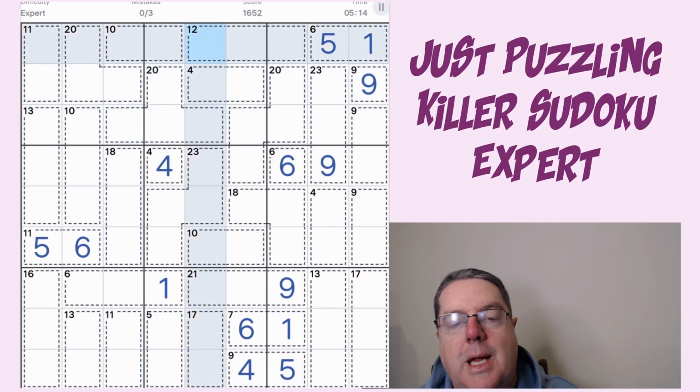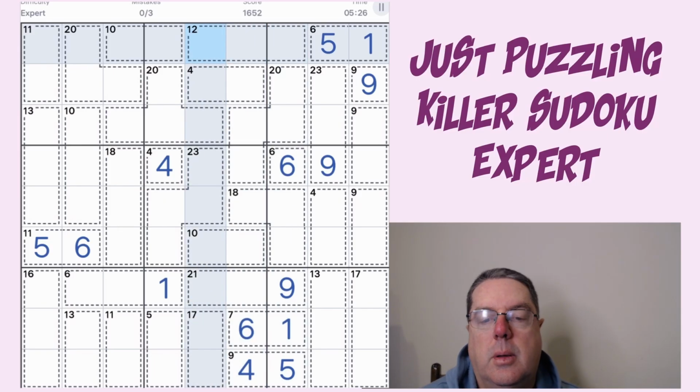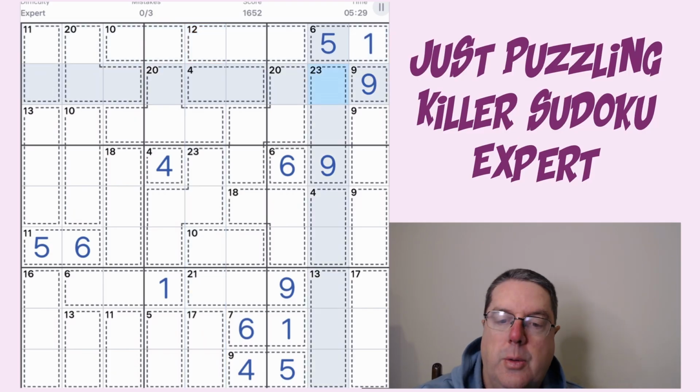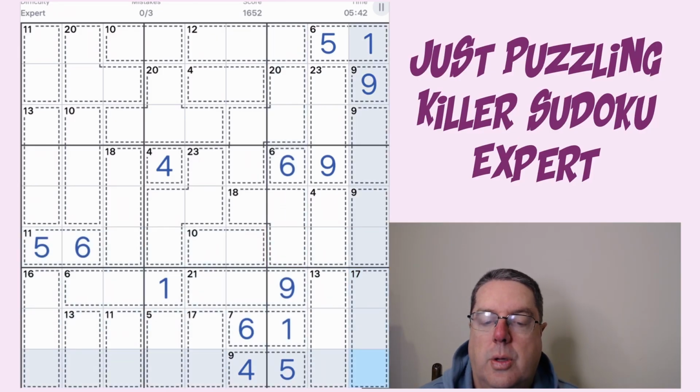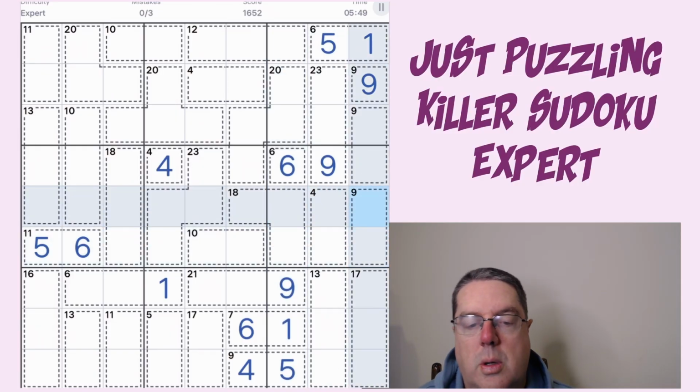4 can be here or here. 1, so 2, 3, 7, 2, 4, 6. So 6 is there with 8. So that can't be 8. 1, 6 and 8's there. 8 must be here, and 8 must be here. So if that's an 8, that can't be an 8. That could, so this is either 2 and 7 or 5 and 4.